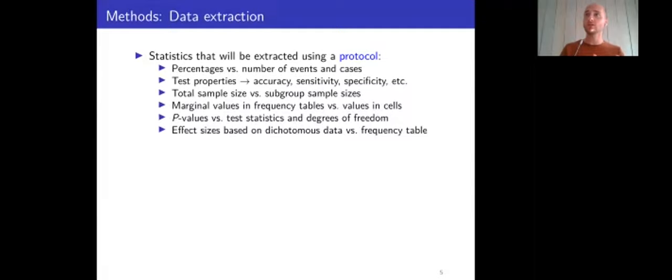We will also check whether the marginal values in a frequency table match with the values in the cells. We will compare p-values with test statistics and degrees of freedom to see whether these two are in line. And finally, we will also compute effect sizes based on dichotomous data if a frequency table is available. So based on a frequency table, we, for instance, compute this odds ratio, and then we compare this with the reported effect size.